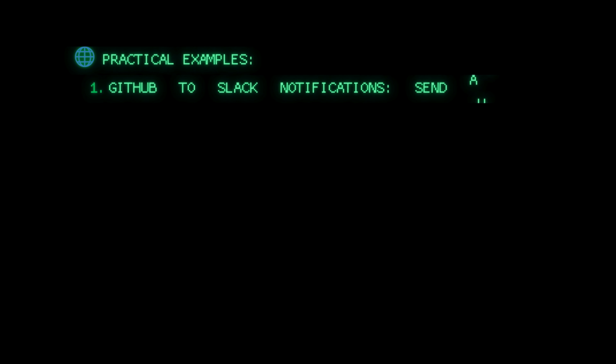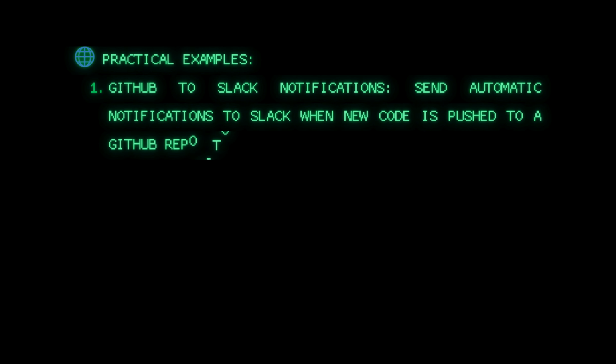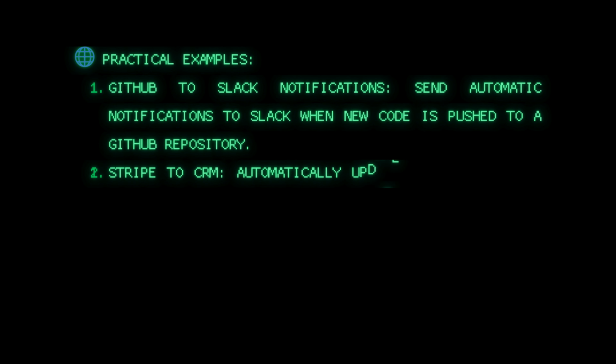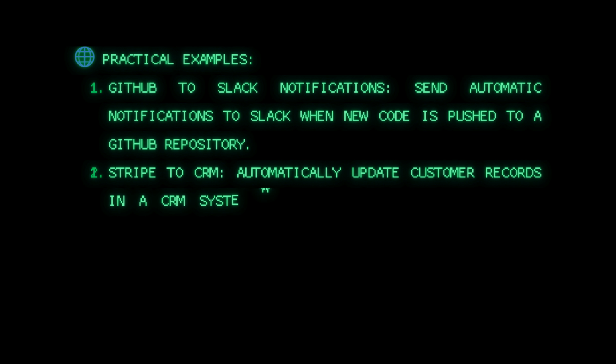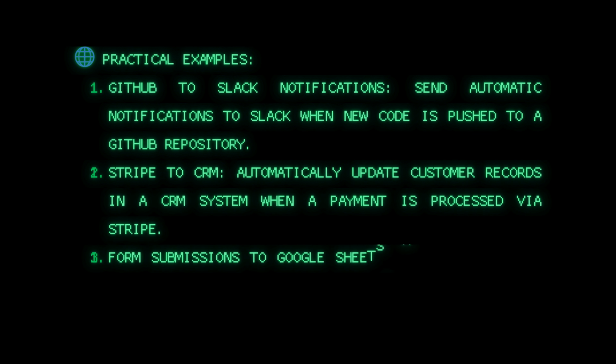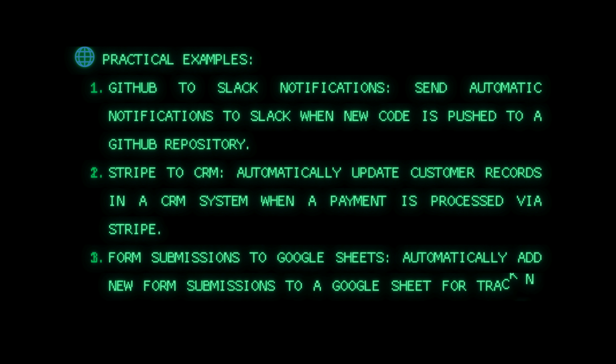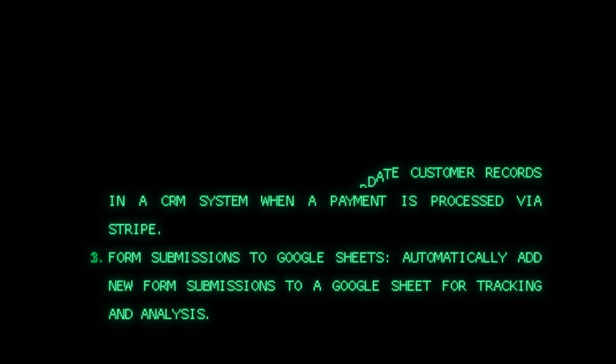Practical examples: GitHub to Slack notifications. Send automatic notifications to Slack when new code is pushed to a GitHub repository. Stripe to CRM. Automatically update customer records in a CRM system when a payment is processed via Stripe. Form submissions to Google Sheets. Automatically add new form submissions to a Google Sheet for tracking and analysis.